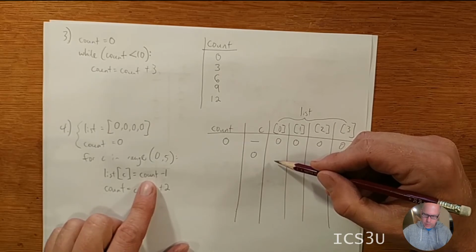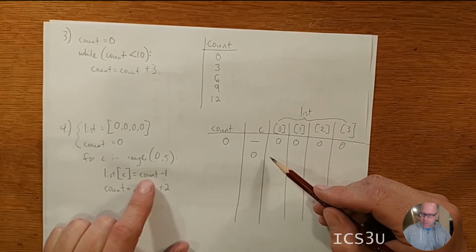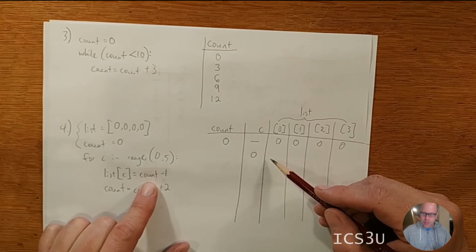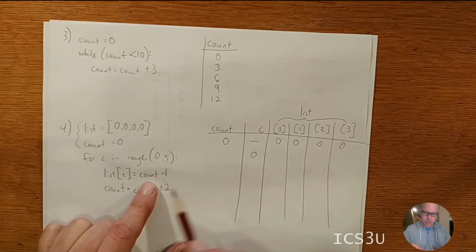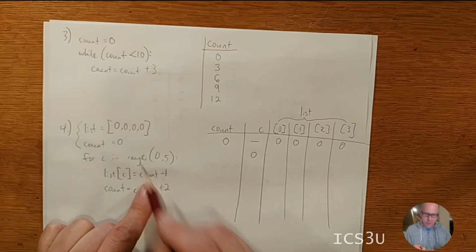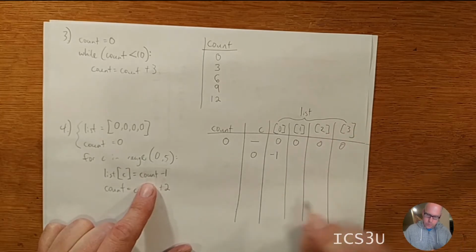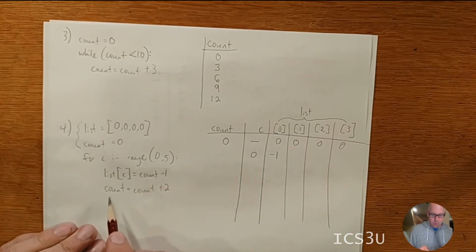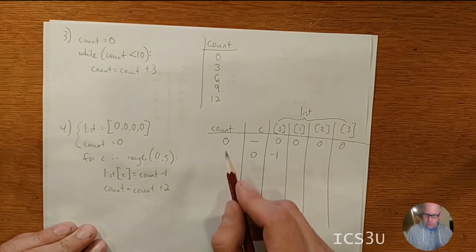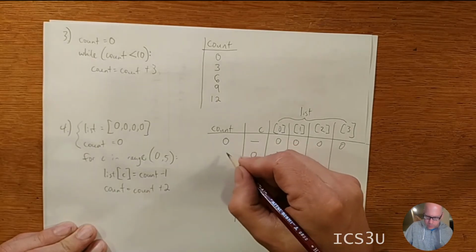Now hold on a second here. The value of count we have to use is the most recent value that it was changed to. The most recent value it was changed to is on this line. It's still 0. So 0 minus 1 is negative 1. Now count changes to count plus 2. So 0 plus 2 is 2.